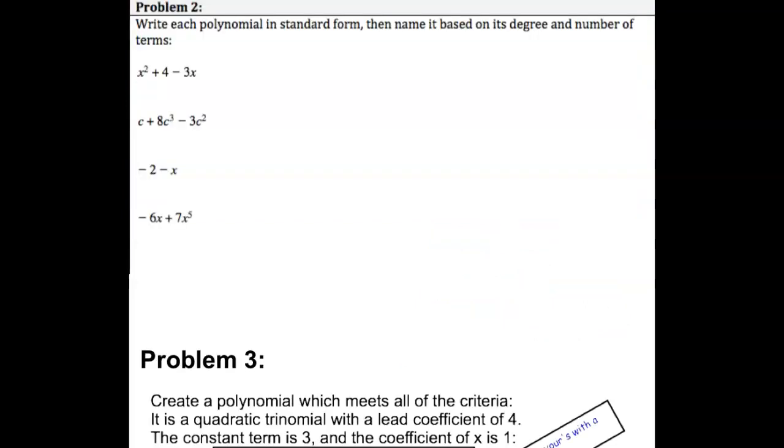All right. It says write each polynomial in standard form, then name it based on its degree and number of terms. All right. So, first thing we want to do, get it in standard form. Which of those pieces is going to go first? Okay. X to the second. Next, we would have the 3x. And we're going to take that negative with it. Okay, so think of it as a negative 3x. And our last piece is the positive 4. So we have it in standard form.